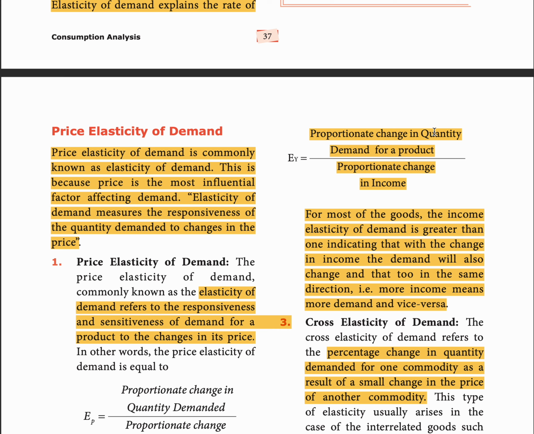Now, price elasticity of demand. Price elasticity of demand is commonly known as elasticity of demand. This is because price is the most influential factor affecting demand. Elasticity of demand measures the responsiveness of the quantity demanded to the change in the price. So what is price elasticity? It is also known as elasticity of demand, and it measures the responsiveness of the quantity demanded to changes in the price.